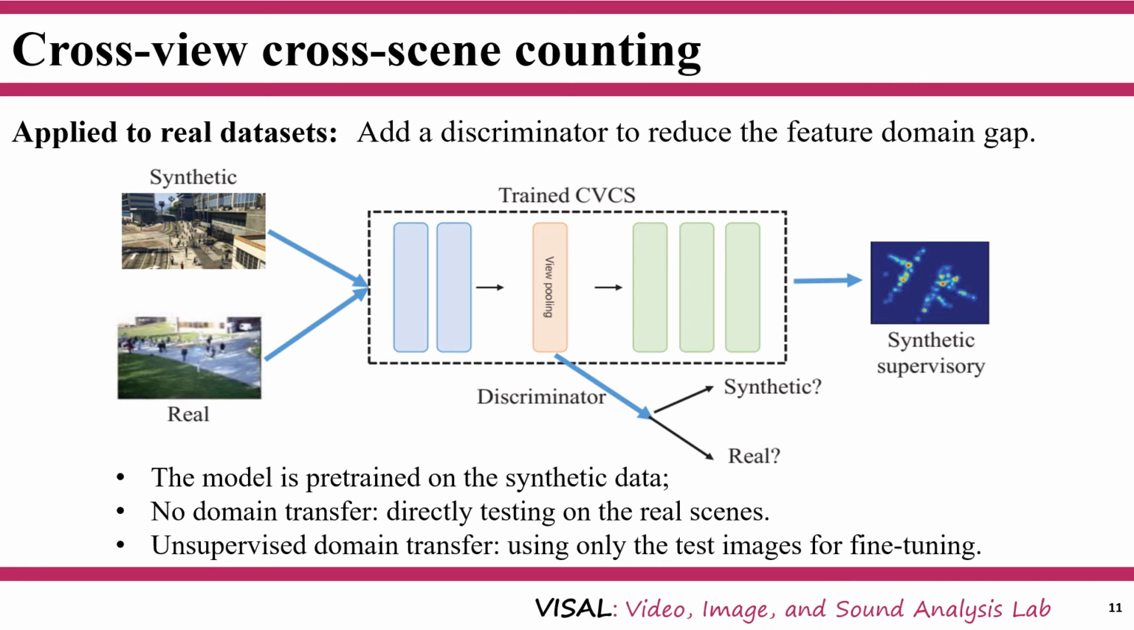To apply the model to the real datasets, we add a discriminator to reduce the feature domain gap between the synthetic dataset and the real dataset. Since we only use synthetic supervision in this fine-tuning model and the real scene supervision is not used, it is a kind of unsupervised domain adaptation method.